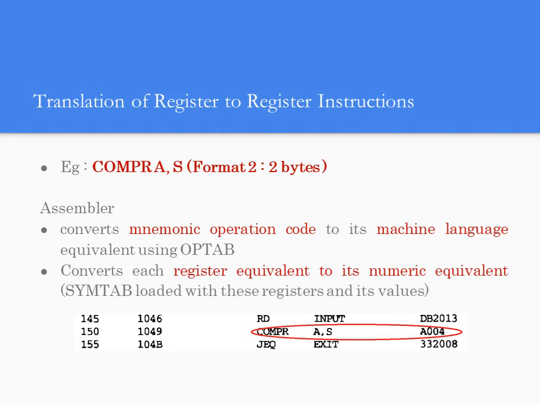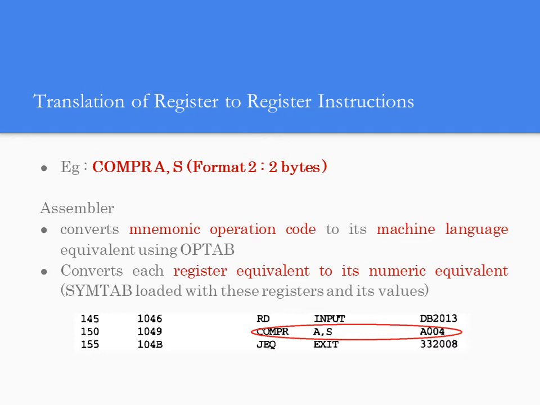So we will see various translations of instructions, how SIC instructions are getting translated. Different examples or different cases we will take, and one by one we will try to understand. The first one: how to translate the basic register to register instruction, which is your format 2 instructions.